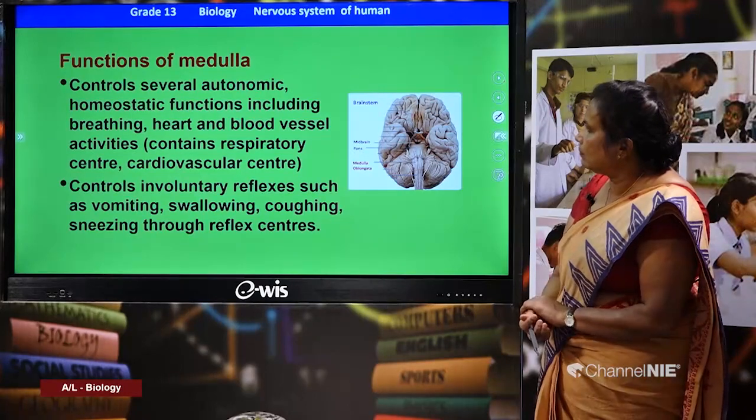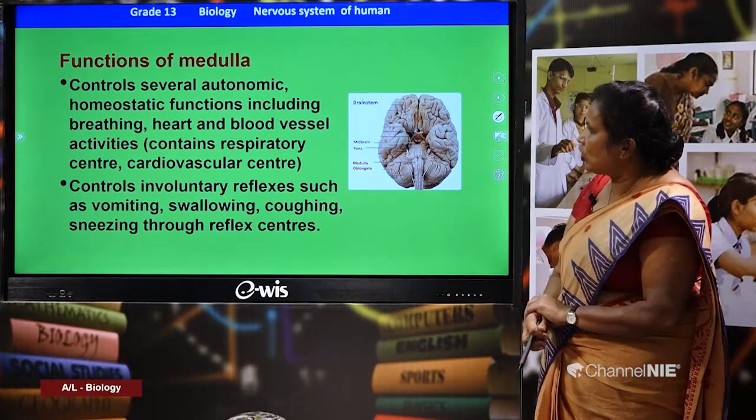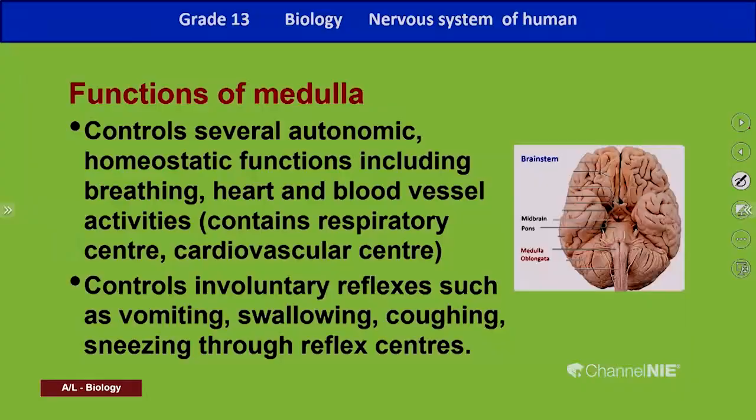Further functions of the medulla: it controls several autonomic homeostatic functions including breathing, heart and blood vessel activities. That is why it contains the respiratory center and cardiovascular center. It controls involuntary reflexes such as vomiting, swallowing, coughing, sneezing through reflex centers. Those are the functions of the medulla.